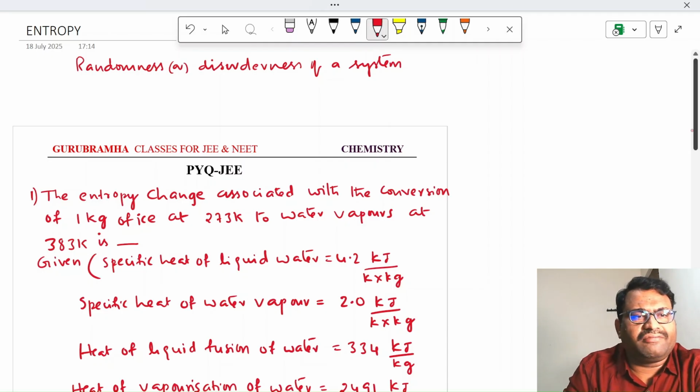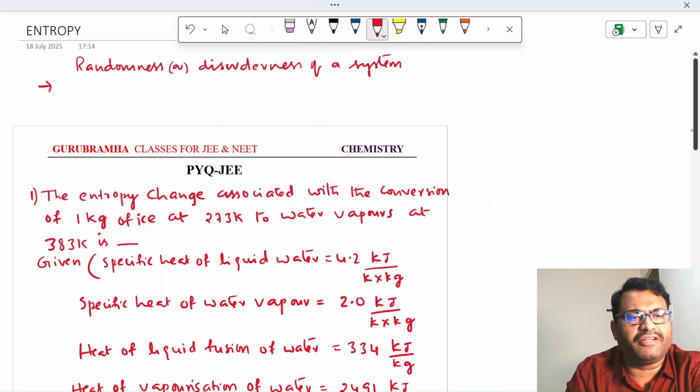Entropy is one of the factors which decides the spontaneity of a process. So entropy decides the spontaneity of a process. It is one of the properties, not the complete property, right?